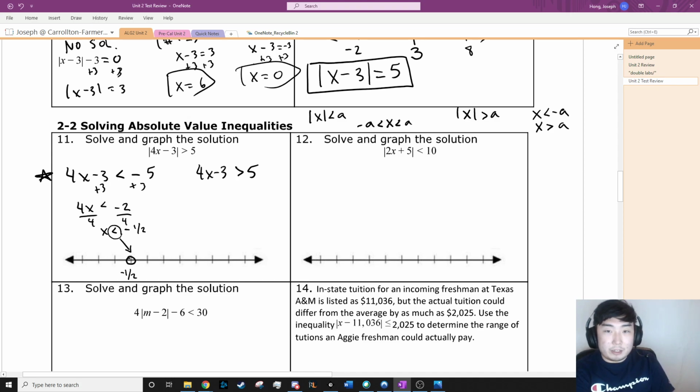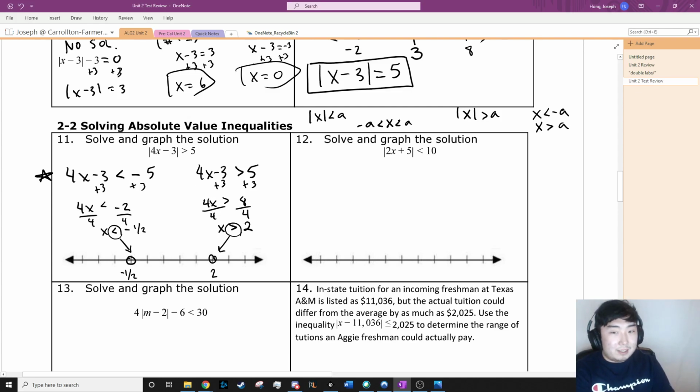So I'm going to do the same thing here. Get rid of everything next to my x, or simplify. So 4x is greater than 8. Divide by 4. Why did I divide by 2? X is greater than 2. So if I'm going to stay in units, this is 0, 1, 2. So this is 2 right here. And this is also an open circle because of my inequality.